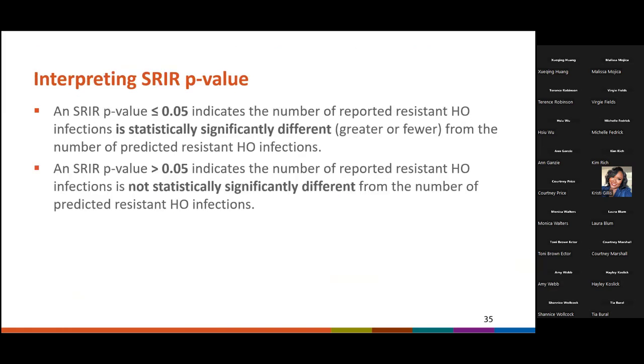And more about interpreting p-values, if the SRR p-value is less than or equal to 0.05, that indicates the number of reported resistant hospital onset infections is statistically significantly different, and that's greater or fewer, from the number of predicted resistant hospital onset infections. An SRR p-value greater than 0.05 indicates the number of reported resistant hospital onset infections is not statistically significantly different from the number of predicted resistant hospital onset infections.